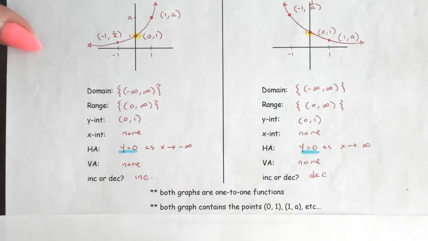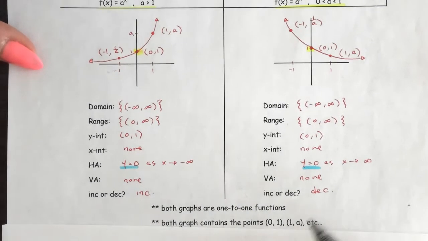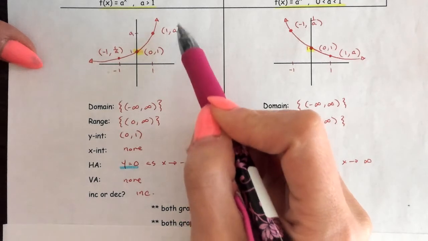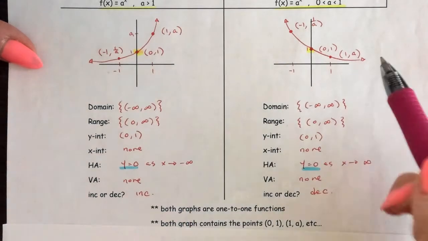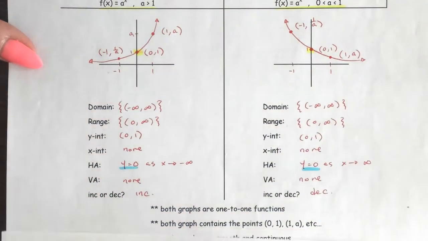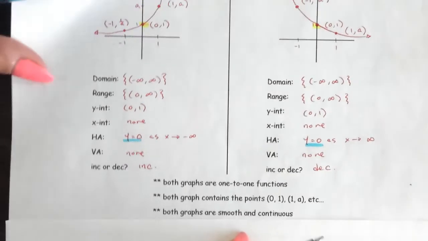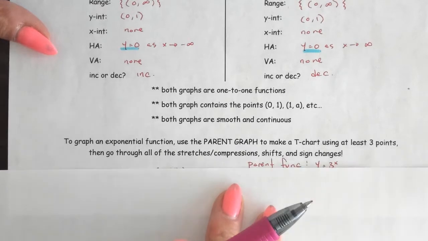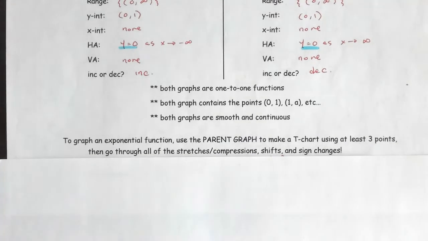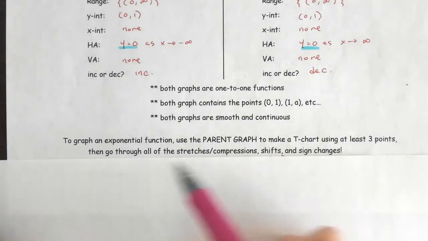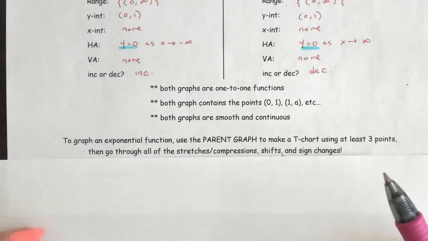Both graphs contain (0, 1) and (1, a). See, this is still (1, a). This is (1, a). A just happens to be a whole number here, bigger than 1, and a is a fraction here. And both graphs are smooth and continuous. Smooth and continuous. Okay, so right here, it's how do you graph? To graph an exponential function, you're going to make a t-chart with at least 3 points, and then you're going to do your transformations, basically.